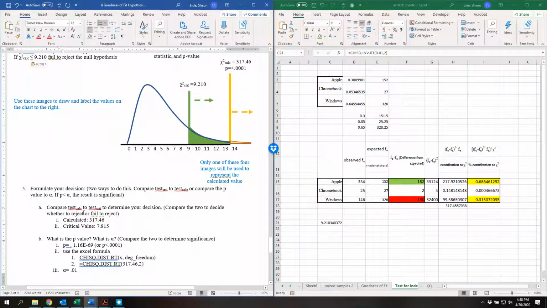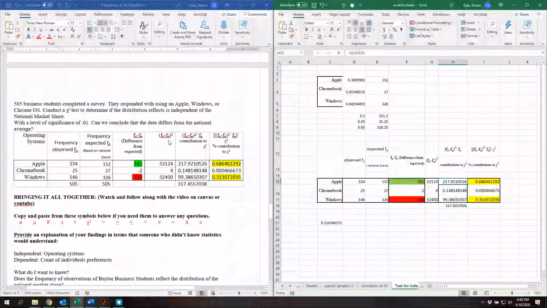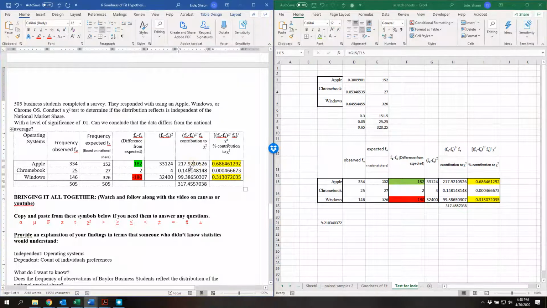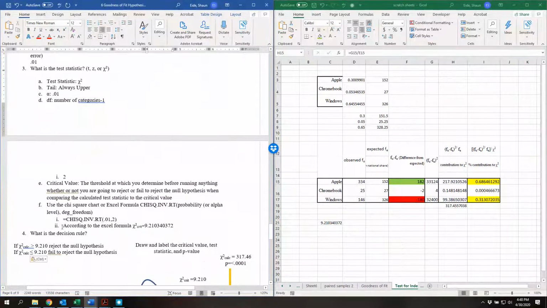That is a really good question, and remember, the way that we got the calculated value is we added these numbers right here, the contribution to chi-squared, in this fun chart, which is also right up here. So frequency observed minus frequency expected squared divided by frequency expected gives us all of these individual values, and you add all those individual values together, and this gives us chi-squared, or better yet, chi-squared calc.